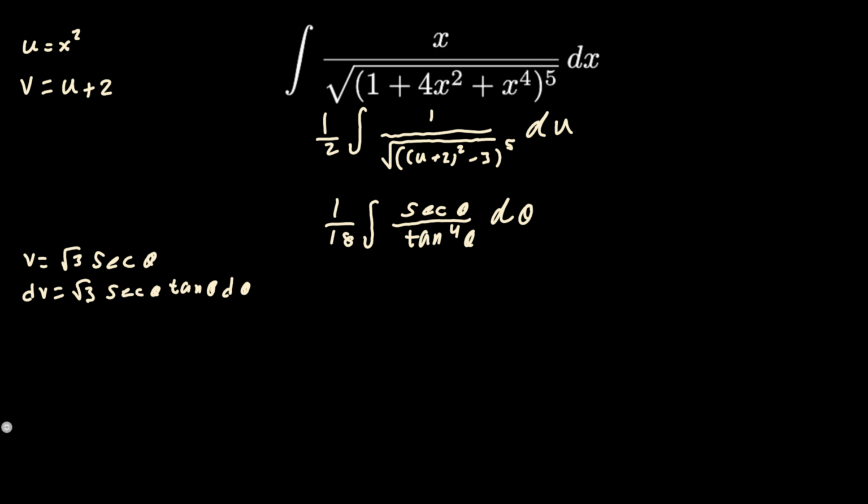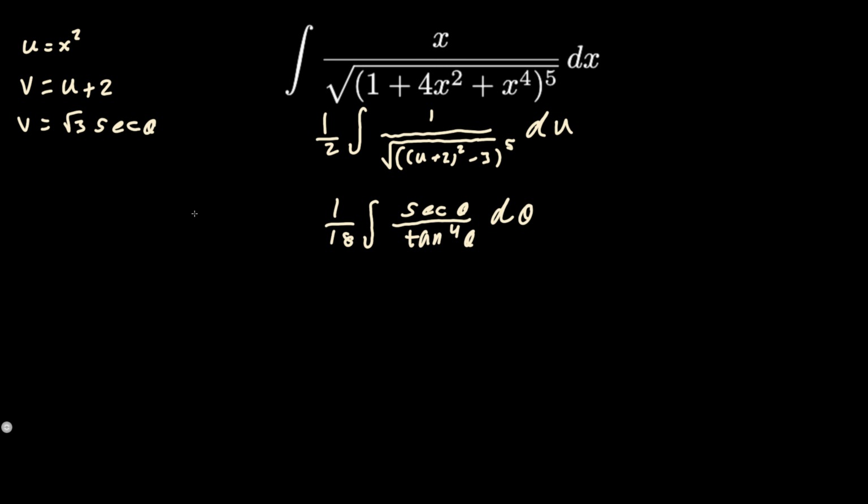Okay, so let's just say v is equal to root 3 secant theta. Okay, so it's always good to keep track of our substitutions. And now the main problem is, what substitution do we use here?